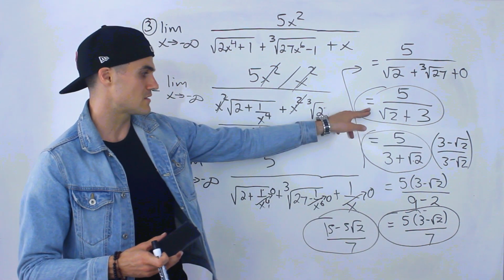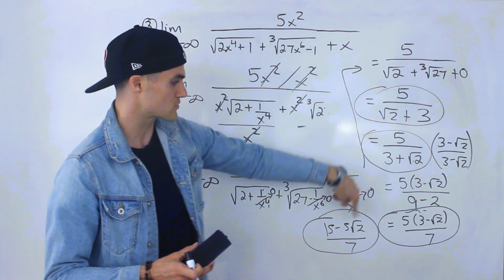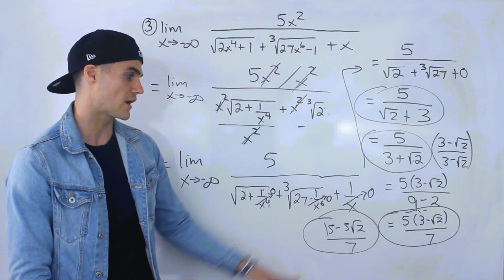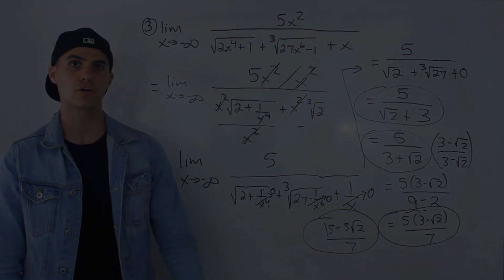In my opinion, I would say this one is probably the nicest. It kind of has the least amount of stuff, either this one or this one, versus these. But again, sometimes they require you to rationalize, not have any square roots in the denominator. So just be on the lookout for that.